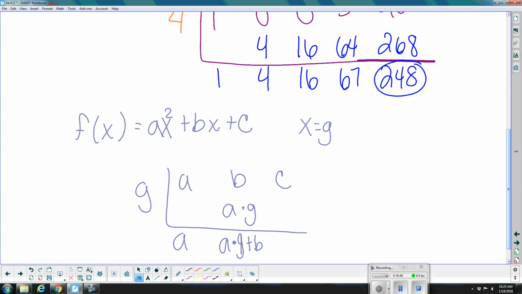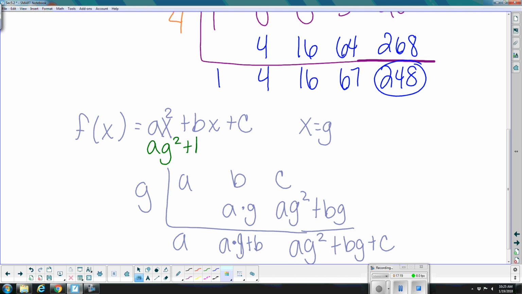Now, if you multiply g times a times g plus b, you get a g squared plus b times g. And then if you add c to that, you get a g squared plus bg plus c. Which, if you just use direct substitution and you substituted g in for your x in your original form, you would get a g squared plus bg plus c, which is exactly what you ended up with using synthetic substitution.